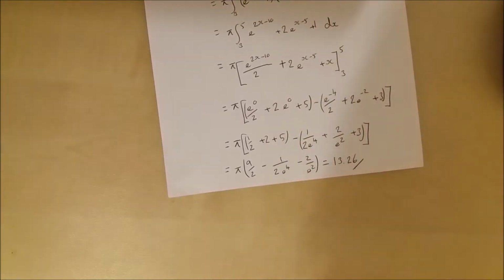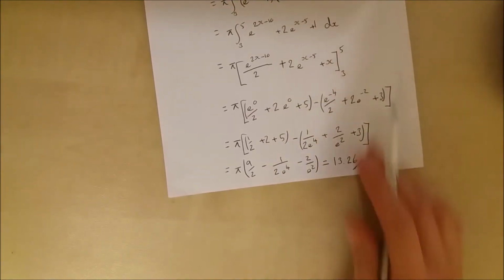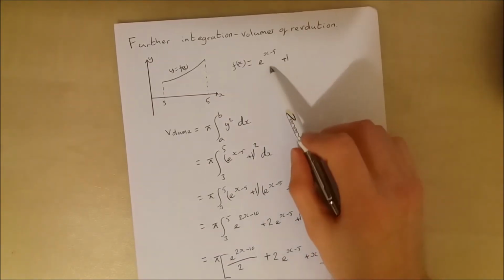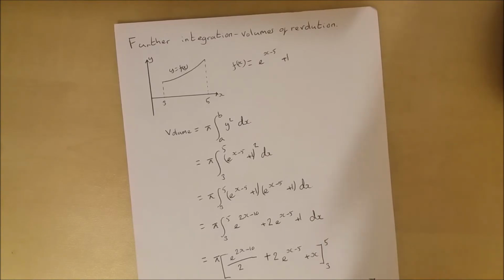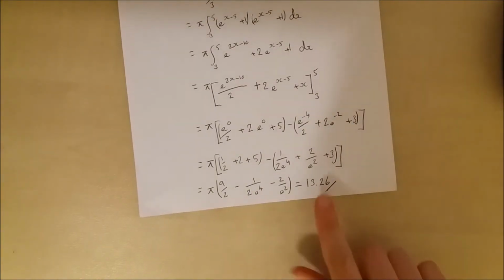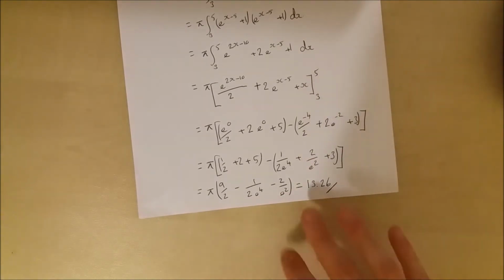And put this in a calculator, and you get 13.26. And just to recap, this is the volume you get when you rotate this function around the x-axis 360 degrees. If you're asked in a question, what do you get from 180 degrees, you just half this, or if it was 90 degrees, you take a quarter of this, etc.